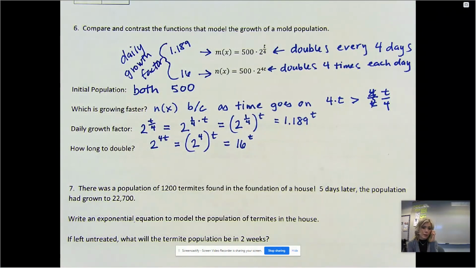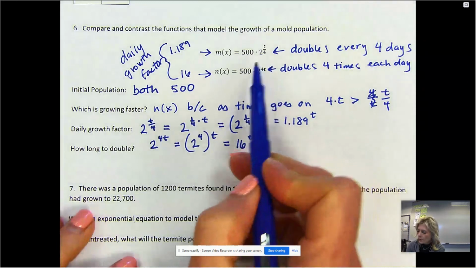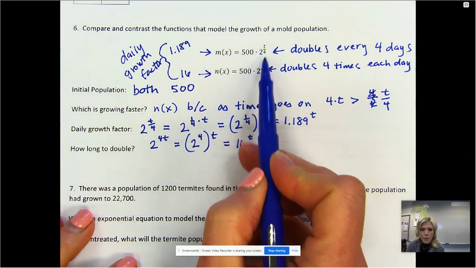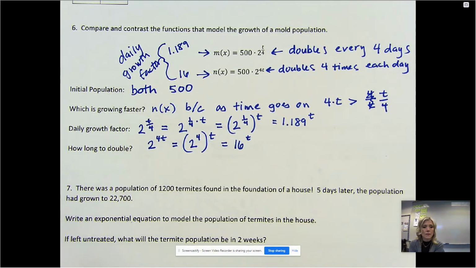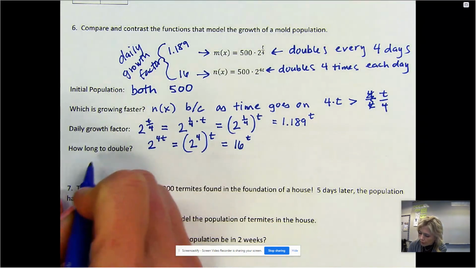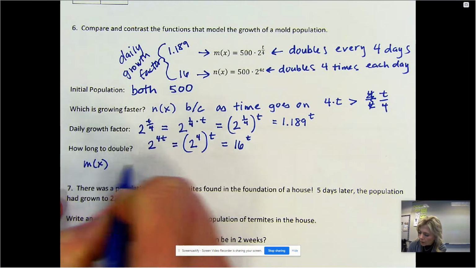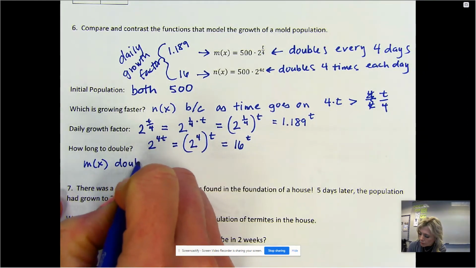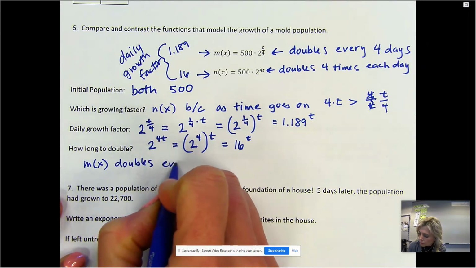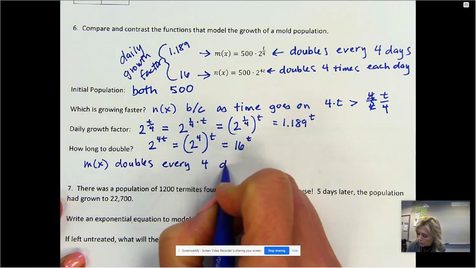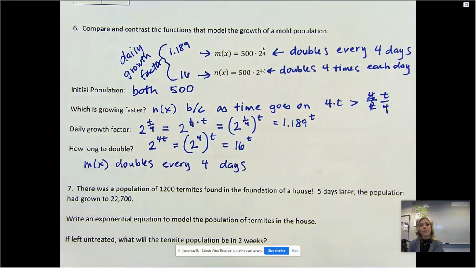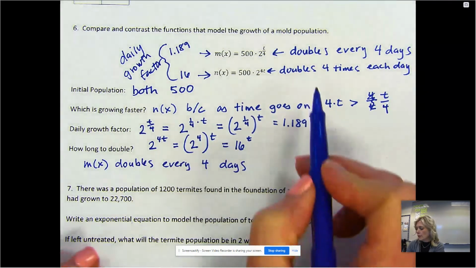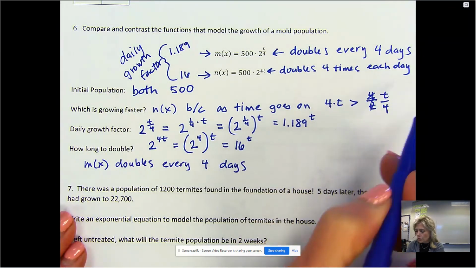Okay, how long does it take to double? So I can just figure that out by looking at the exponent. So since the base is 2, this is 2 to the t divided by 4. So what that means is that for m of x, it doubles every 4 days. Okay. And then for n of x, I already wrote this out, it doubles 4 times each day.